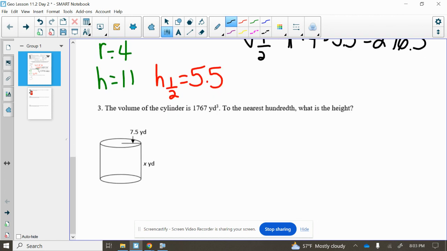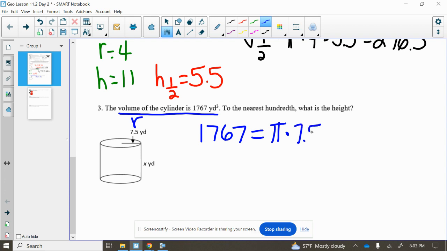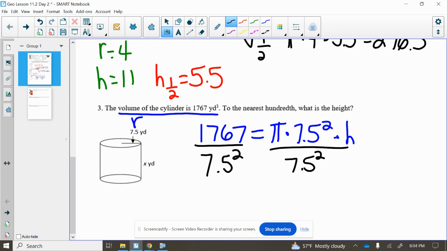The next one is giving us the volume of our cylinder this time. It says that the volume is 1,767 cubic yards, and to the nearest hundredth, what is the height? So we know what the volume is. We know that that is equal to pi times our radius value, 7.5 squared, times the height that we do not know. So we are going to start this by dividing over either the pi or the 7.5 squared. Just choose one of them. I'm going to choose 7.5 squared.